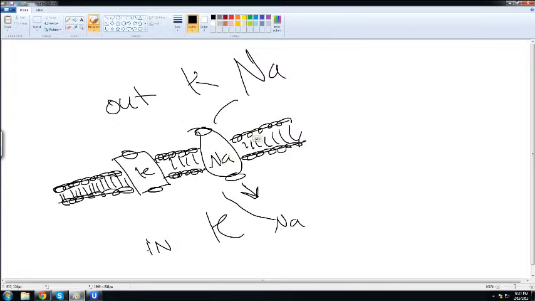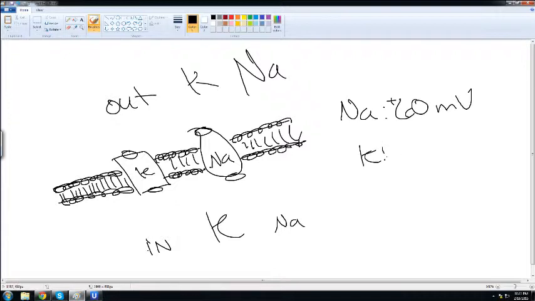Now, the extent to which sodium wants to go in and out of the cell, or the extent to which potassium wants to go in and out of the cell, is basically dictated by, well, again, to keep it simple, all you have to know is what sodium wants to do is it wants to bring the cell to 60 millivolts. It's going to do whatever it has to do to get that cell to positive 60 millivolts. And potassium is going to do whatever it has to do to get that cell to negative 90 millivolts.